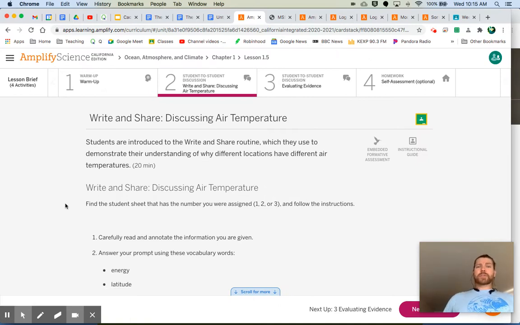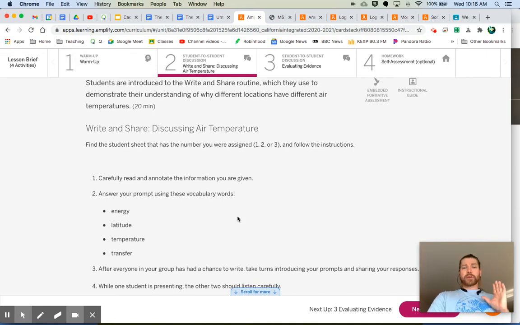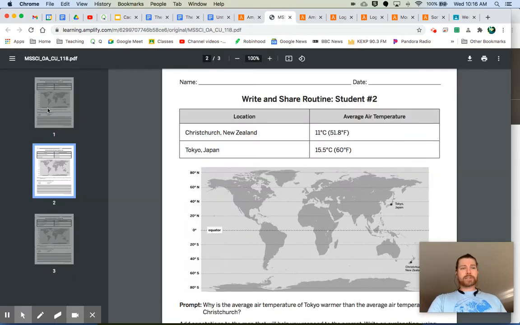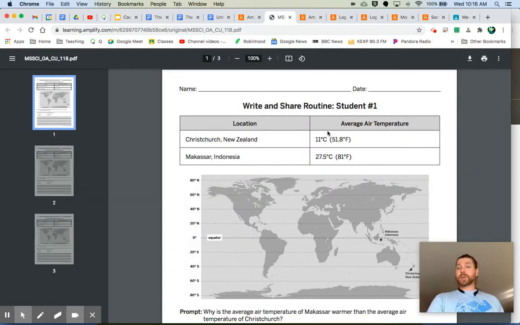The next thing that we're going to do is this student-to-student discussion. We're on tab number 2. Now, of course, we are not in class today, so it's kind of hard to discuss. So what I want you to do is take a look at the 3 different sheets and on your own, try to explain what's happening. So let's take a look at those sheets right now. I've attached these to your lesson. It says student number 1, number 2, number 3, but go ahead and take a look at all of them.